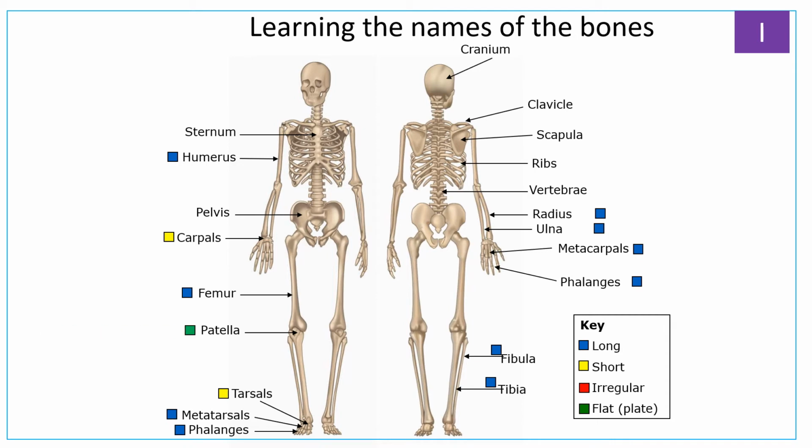So those ones there. Now the flat bones, if you can remember back to the last lesson Miss Anderson did, a lot of what they do is about muscle attachment. So that's why they're the shape they are. So we've got the patella. Vertebrae are irregular.